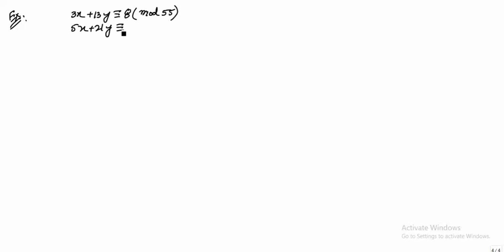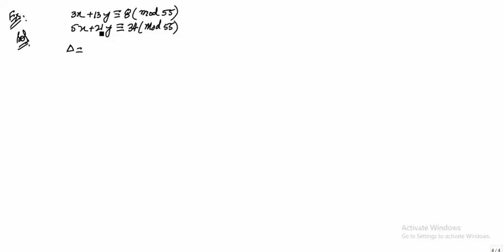So we have a linear system: 3x plus 13y congruent to 8 modulo 55, and 5x plus 21y is congruent to 34 modulo 55. Okay, so we will see whether this system has a unique solution or not. So first we need to find the value of delta.